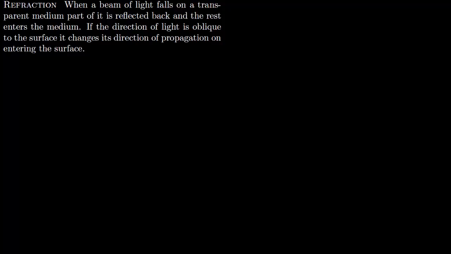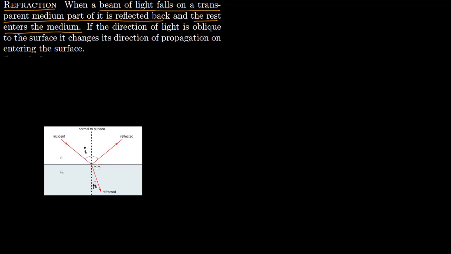We now talk about refraction. When a beam of light falls on a transparent medium, part of it is reflected back and the rest of it enters the medium. So you have a beam of light here in red, part of it is reflected back and the rest enters the medium.